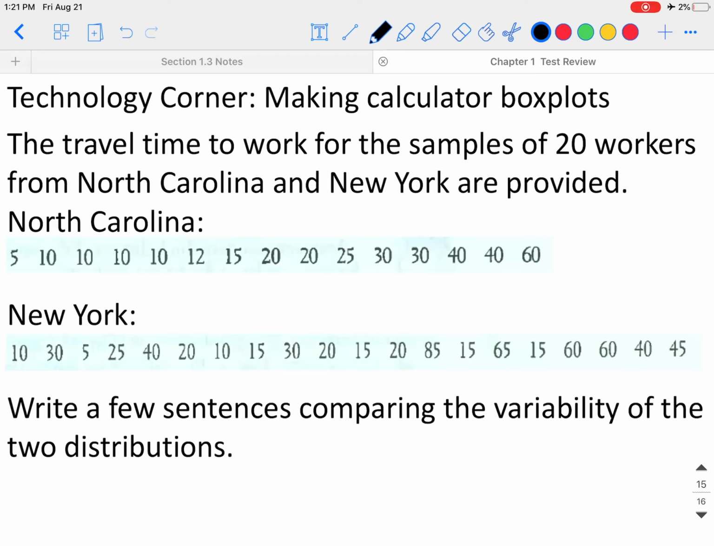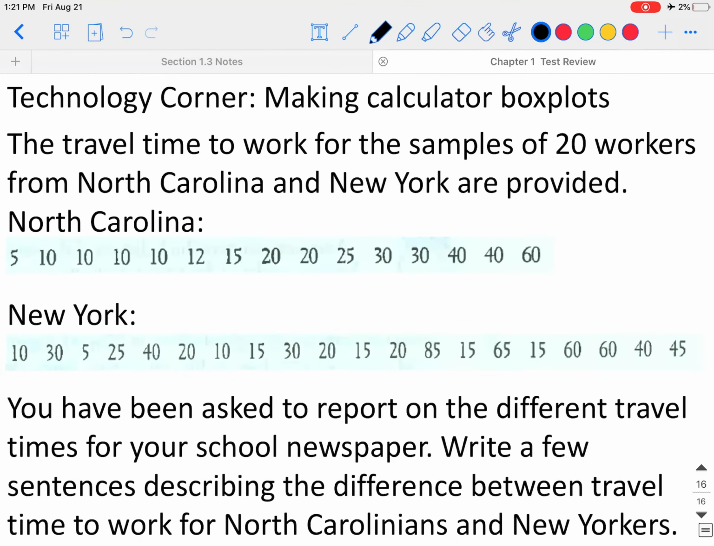If we need to write a few sentences to compare them, if you have graphed these onto your calculator, you can see that both distributions are skewed to the right. The variability for travel time for New Yorkers is 27.5 minutes, which is more than for a North Carolina worker, which is 20 minutes, based on the IQR. The median travel time for New Yorkers is slightly longer than North Carolinians at 22.5 minutes versus 20 minutes.